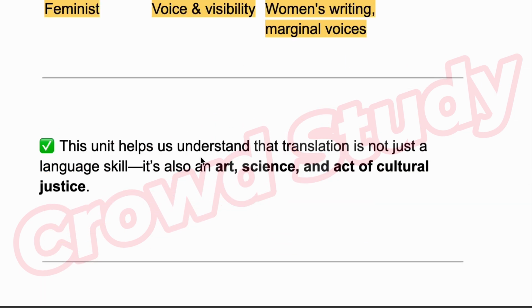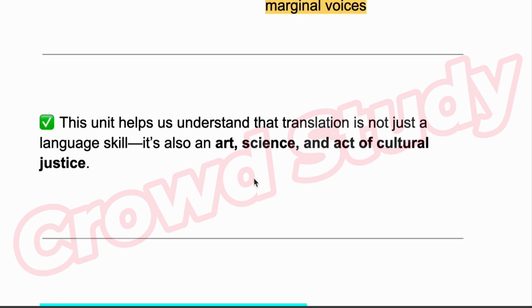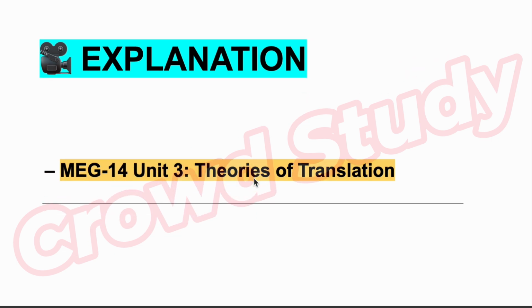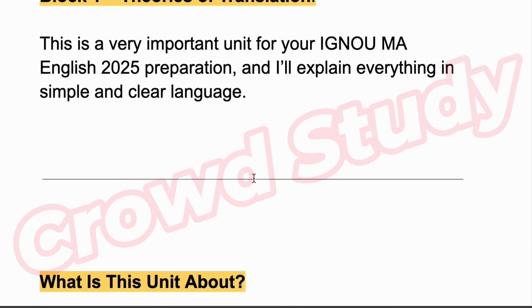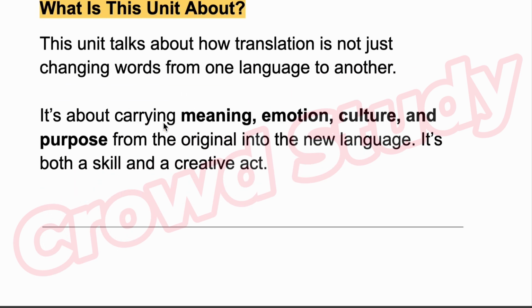This unit helps us understand that translation is not just a language skill, it's also an art, science, and act of cultural justice. So an easy explanation is here. So we are going to cover the explanation from here. This is a very important unit for IGNOU MA English 2025 preparation, and I'll explain everything in simple and clear language. What is the unit about?